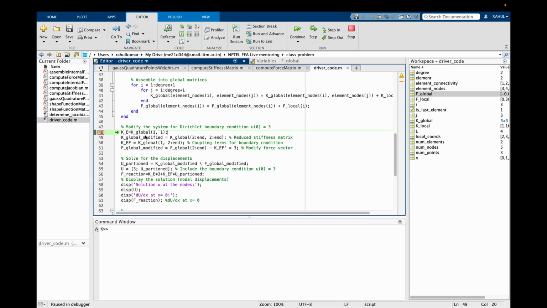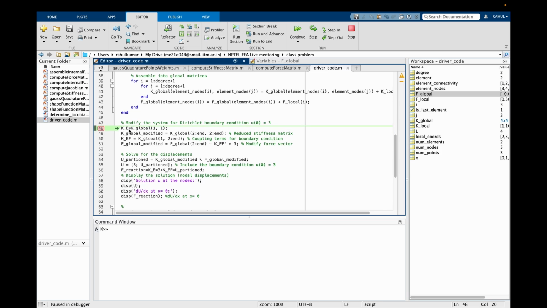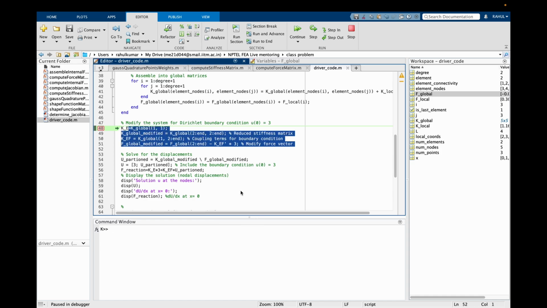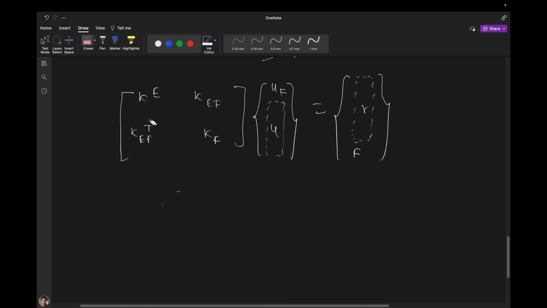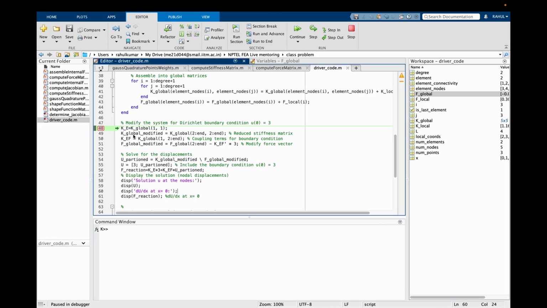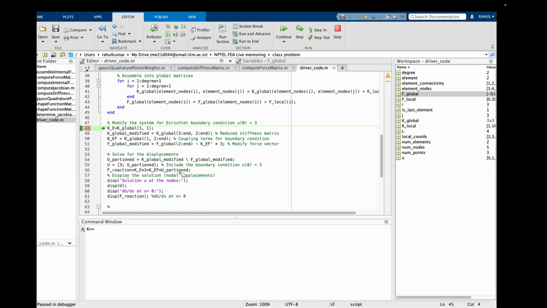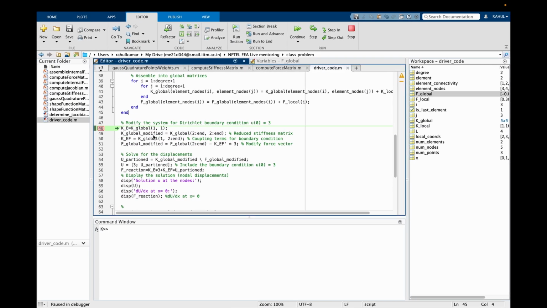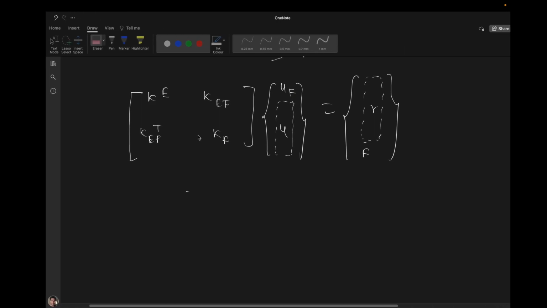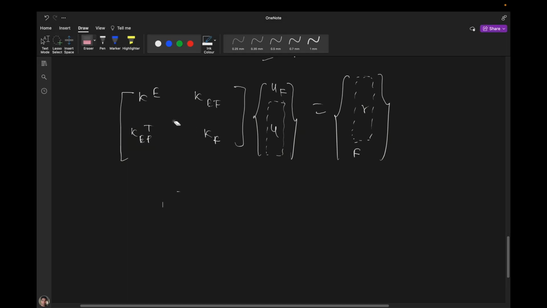Okay, so what I did is, I have assumed this part as a Ke. So I have written K global. We already got the K global. That was this part. And this K global modified is nothing but the partitioned matrix, that was nothing but the 2 to end, I mean this.